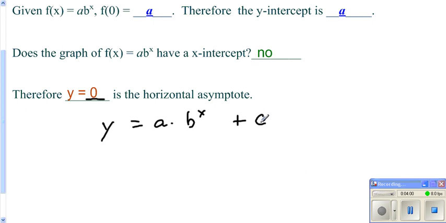If you chose to have a number here, it would then move your whole graph up, including your horizontal asymptote, or it would move your whole graph down, including your horizontal asymptote. So if you have plus a number, it changes your horizontal asymptote.